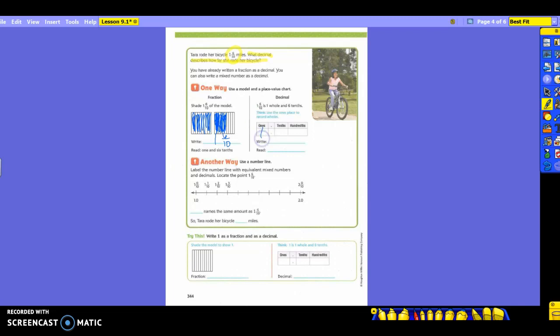One. We have one whole, right? So we're going to put one in this box. You have your decimal point. What are you putting on the other side of it? A 6. Do we have any hundredths? Nope. So you leave it alone. Don't have to mess with it. So how am I writing this in the decimal form? 1.6.